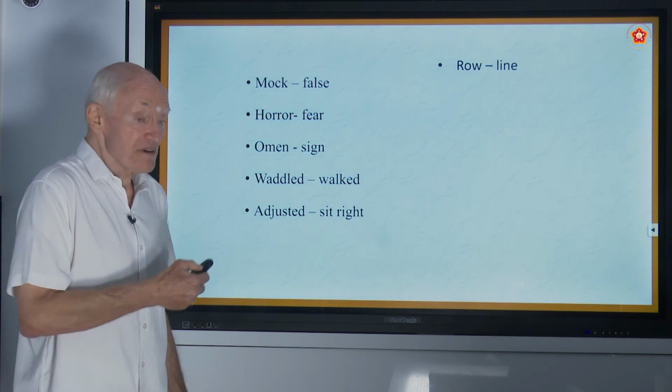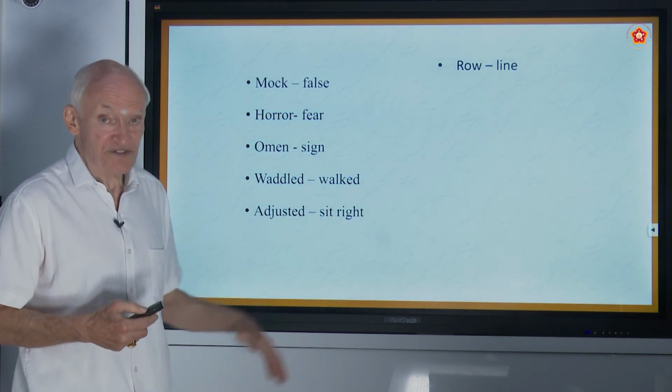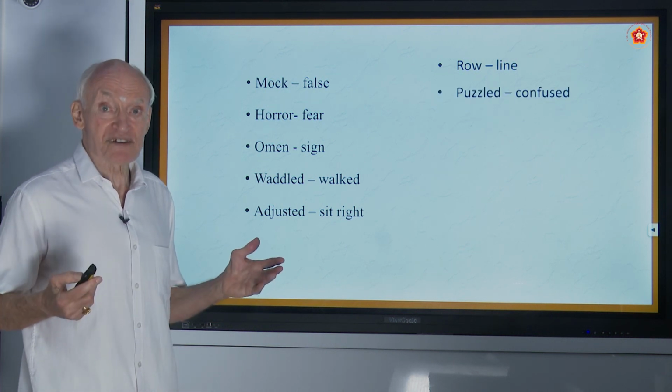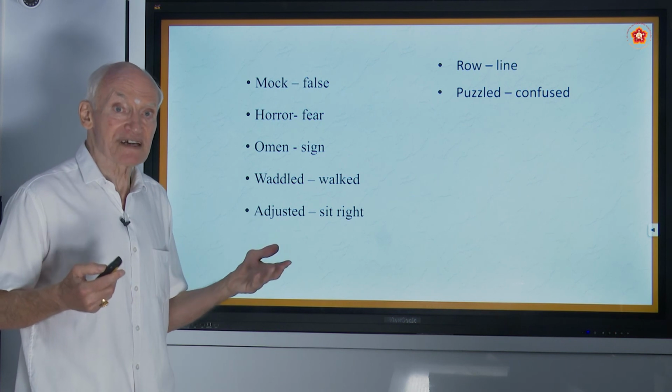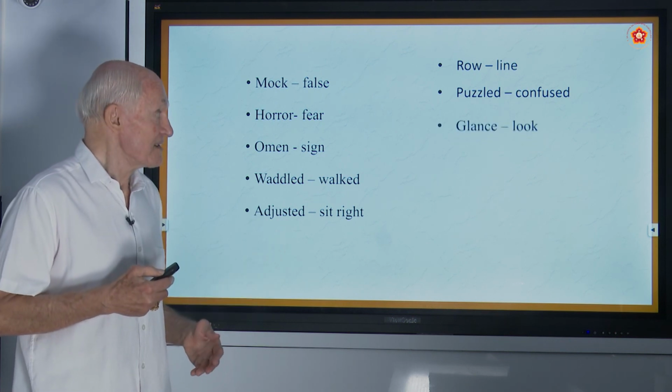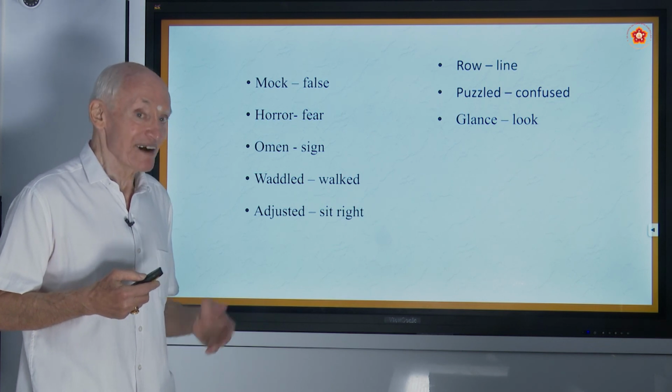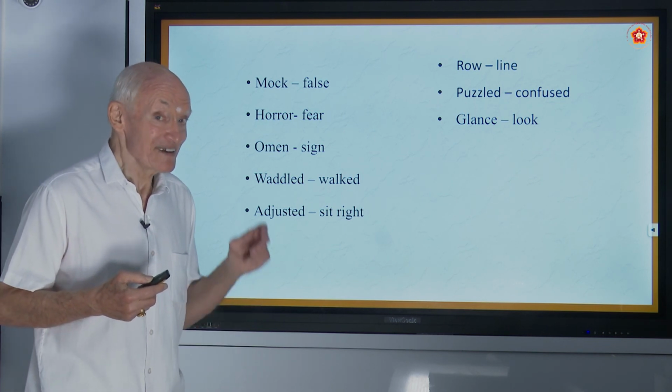Let's go to row. The rows in the auditorium. First row is the first line. Puzzled. When you're puzzled about something, you're confused. You're puzzled about the answer you're going to give. Glance. That's a quick look. Okay, you glance over there, you glance over there. A quick look. Stared, you give a long look.